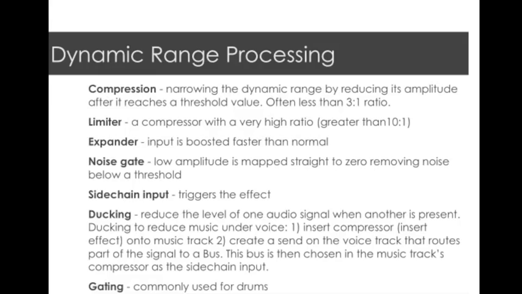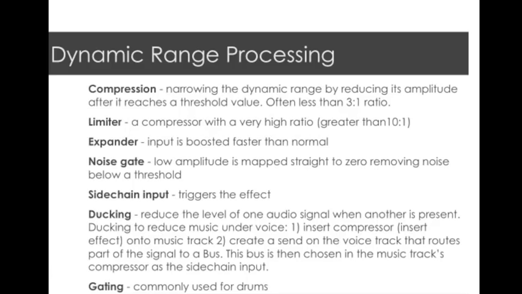You could also put a limiter on that. A limiter is essentially a compressor with a very high ratio. So usually your limiter is going to have a ratio of maybe 10 to 1. An expander is going to be doing just the opposite. It's going to be boosting certain threshold levels, so sort of boosting it faster than normal. A noise gate is also very commonly used. Low amplitude is mapped straight to 0, removing noise below a certain threshold; that is the definition of a noise gate.